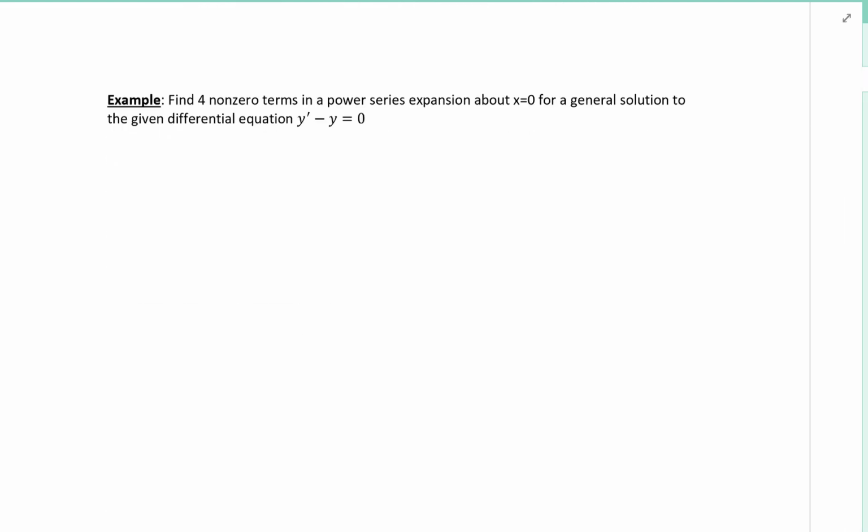Okay, and now we are ready to actually solve differential equations where the solutions are in the power series form. So find 4 non-zero terms in a power series expansion about x equals 0. That's nice. That's the nicest one. You can have x equals 2, 3, and so on. For a general solution to the given differential equation, y prime minus y equals 0.